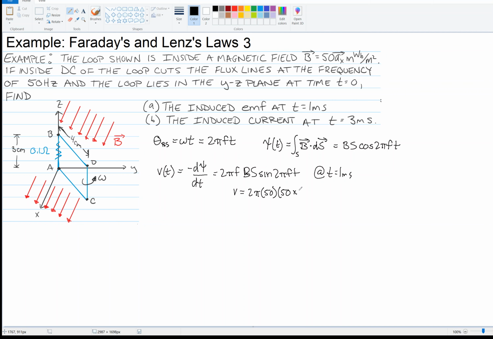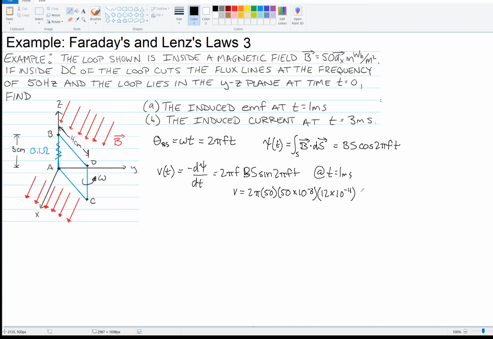B is 50 times 10 to the minus third. So why is it 10 to the minus third? Because this is in milliwebers per square meter. And then the surface area, I also need to be careful if I'm not used to centimeters. We're going with centimeters. This is 3 times 4 is 12, and then times 10 to the minus 4 meters, because this centimeter is 10 to the minus 2 meters, and this centimeter is 10 to the minus 2 meters, and so multiplying gives 10 to the minus 4 meters there.